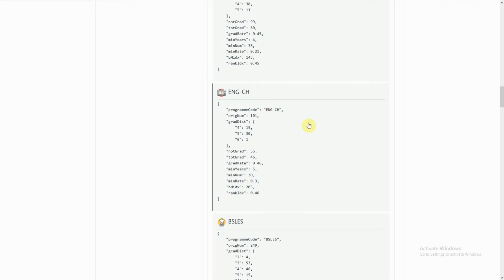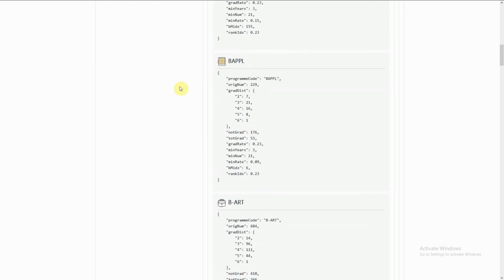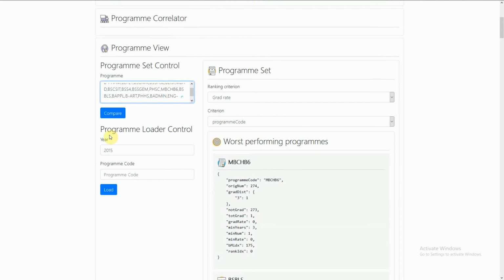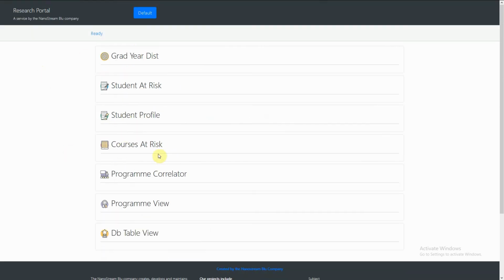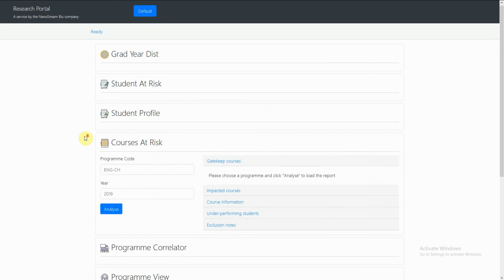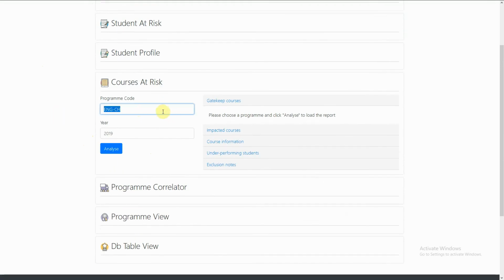So we would like to, number one, identify such academic programs, and number two, we would like to unpack what's going on inside these academic programs. So to do that, we go over here. We'd like a view of the coursework in that academic program. So we've inserted the academic program here, and we click Analyze.